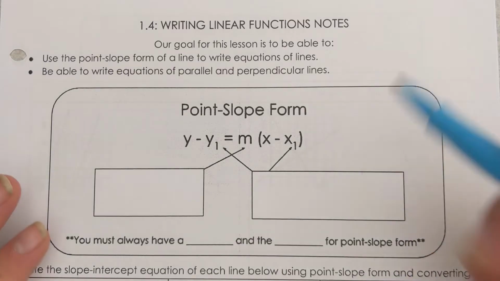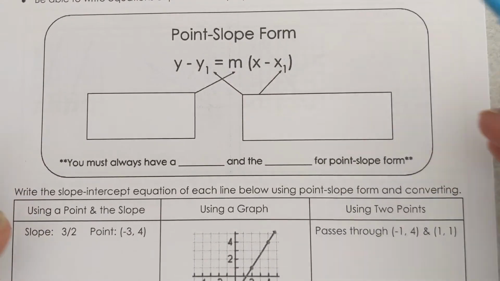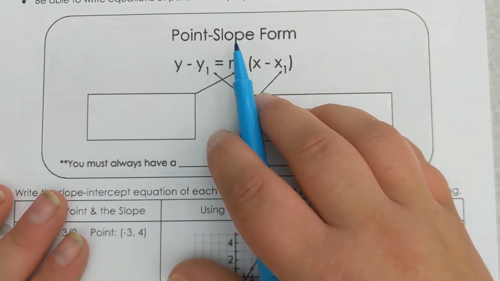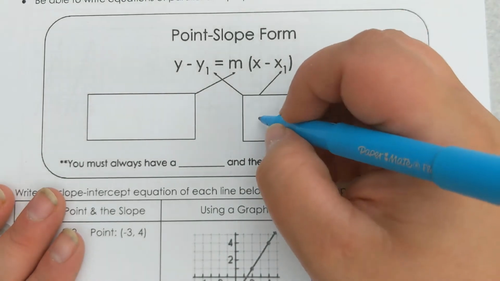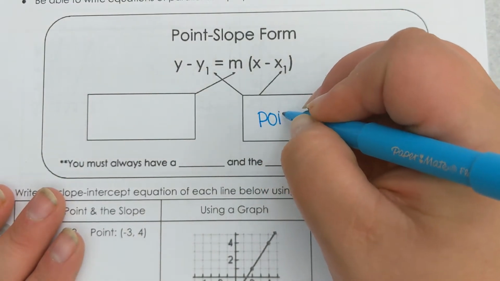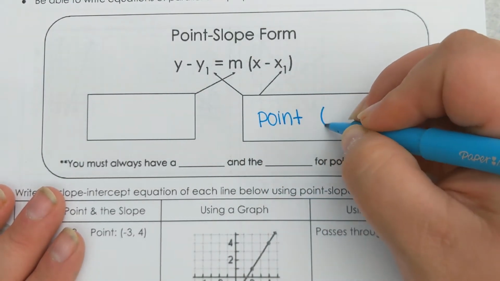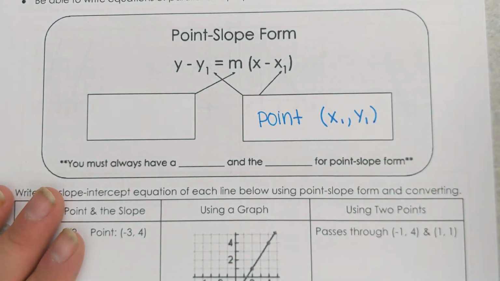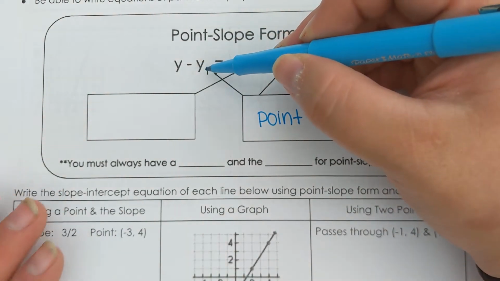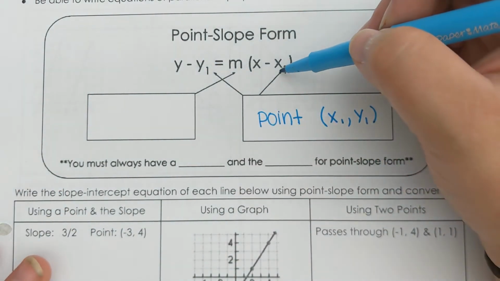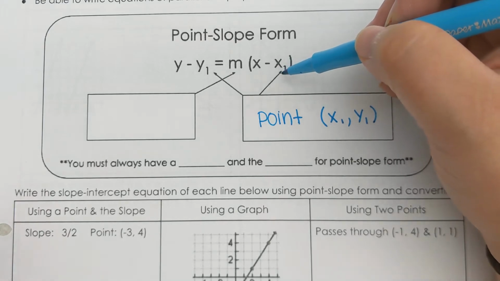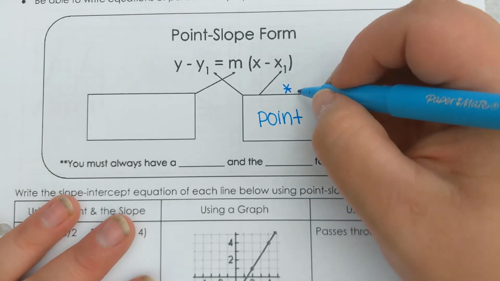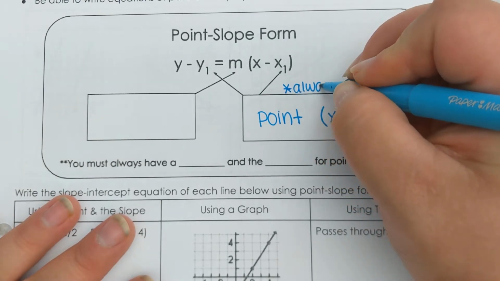So first things first, I set this up in last notes for you guys, but we didn't do anything with it. And that is that point-slope form gives you a point and the slope. And the point is x1, comma, y1. Okay, so the y1 goes over here next to the y, and the x1 goes over here next to the x.